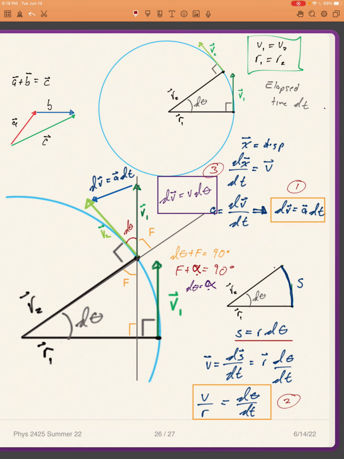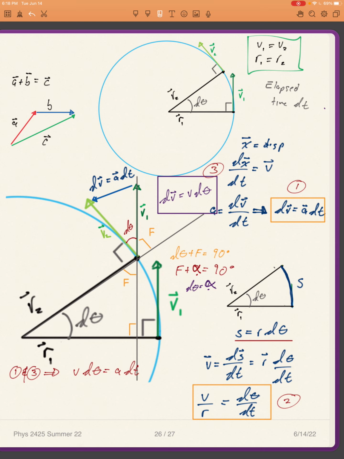And let's put them together. First, we can see that dv has to be equal to dv. That means that v d theta has to be equal to a dt. So putting equation 1 and 3 together means that v d theta is equal to a dt. That is also going to be equal to the magnitude, so I'm just going to worry about the magnitudes.